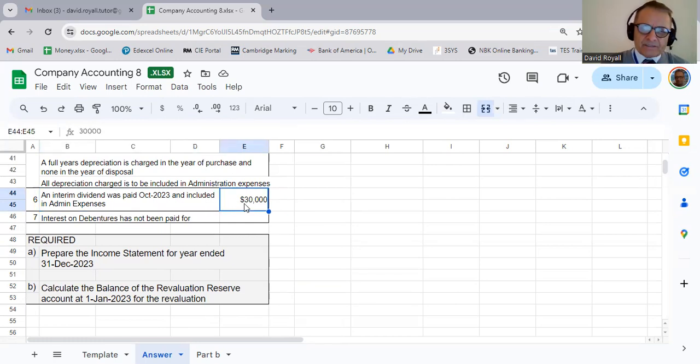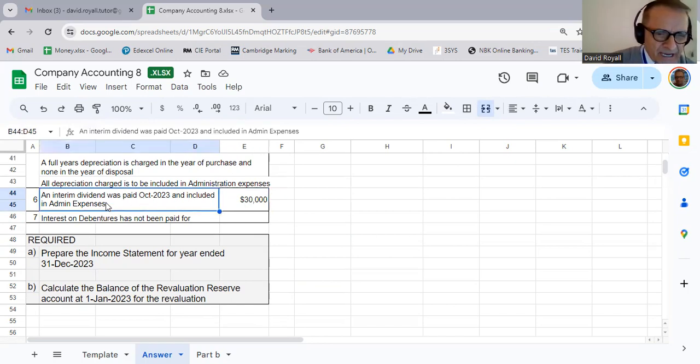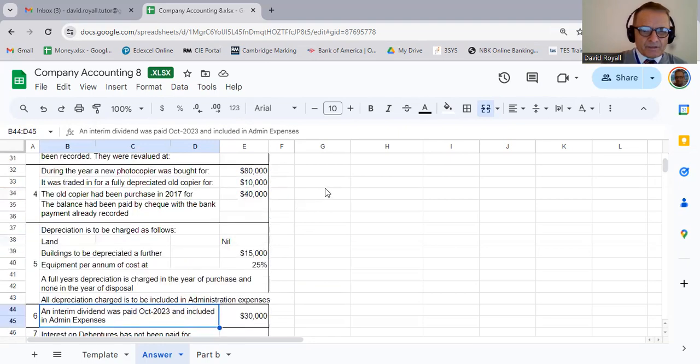Okay, it's so easy to skip past that. Look at what it says at the end. It's been included in admin expenses. No, no, no. The dividend is not an expense. It comes off the equity of the shareholders. It is most definitely not an expense. So we're going to have to take that off at some point.